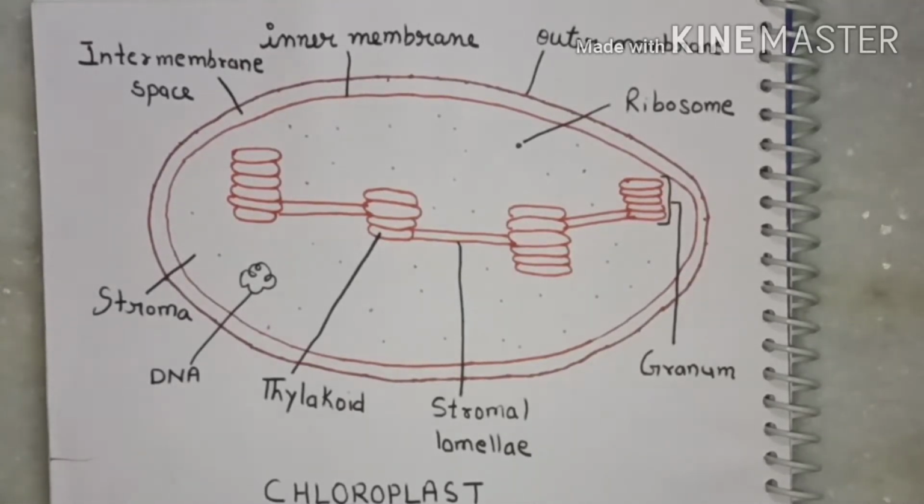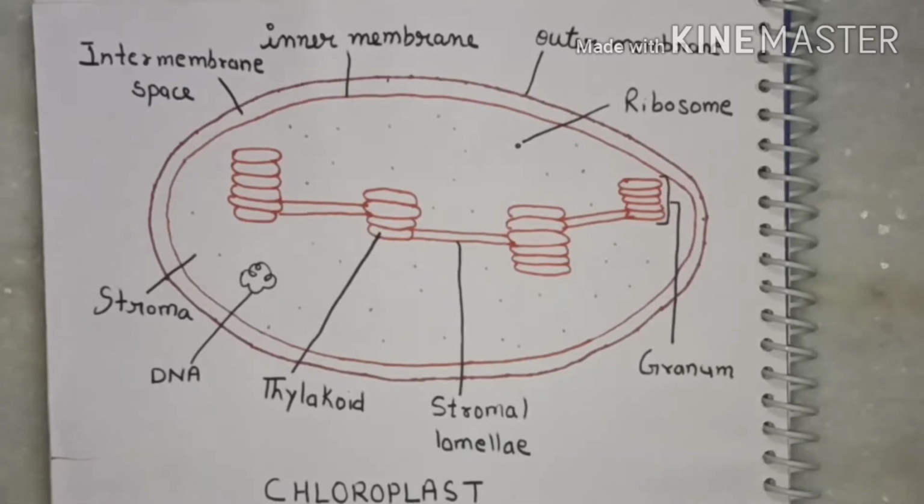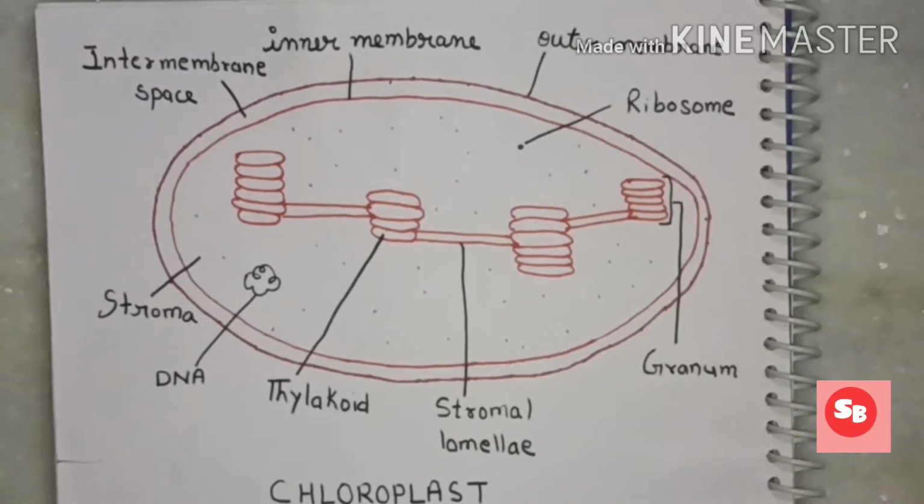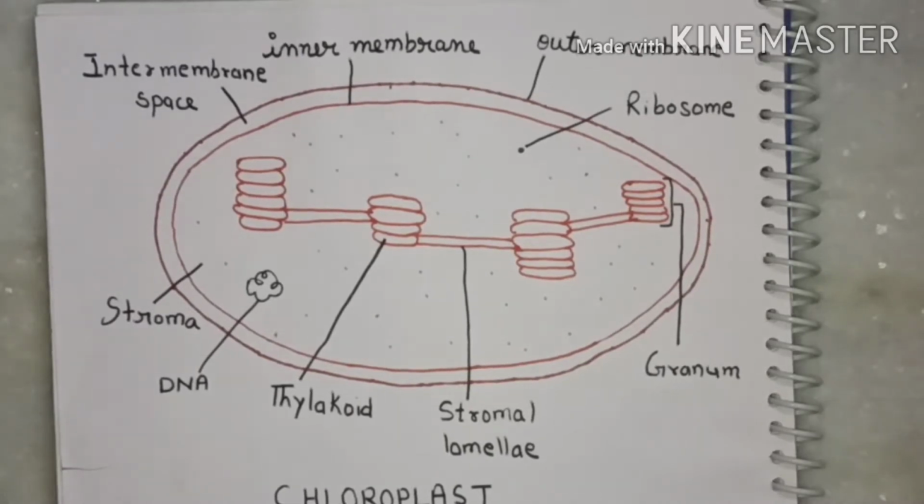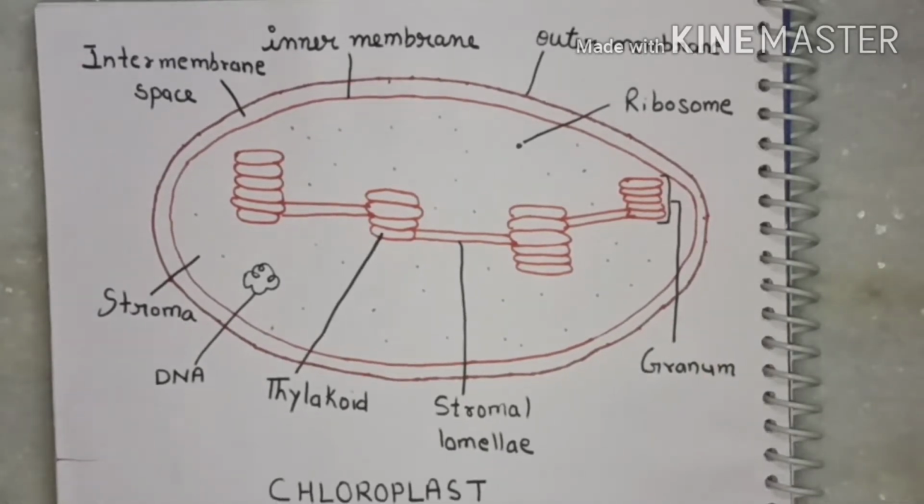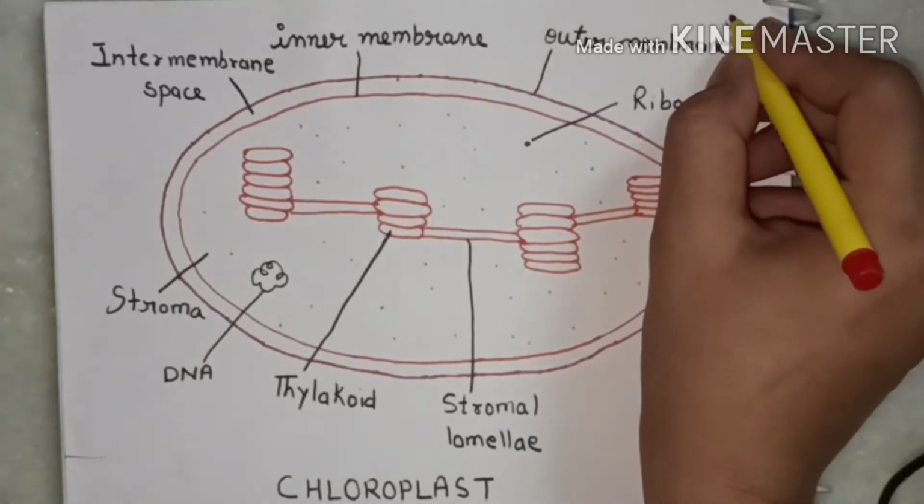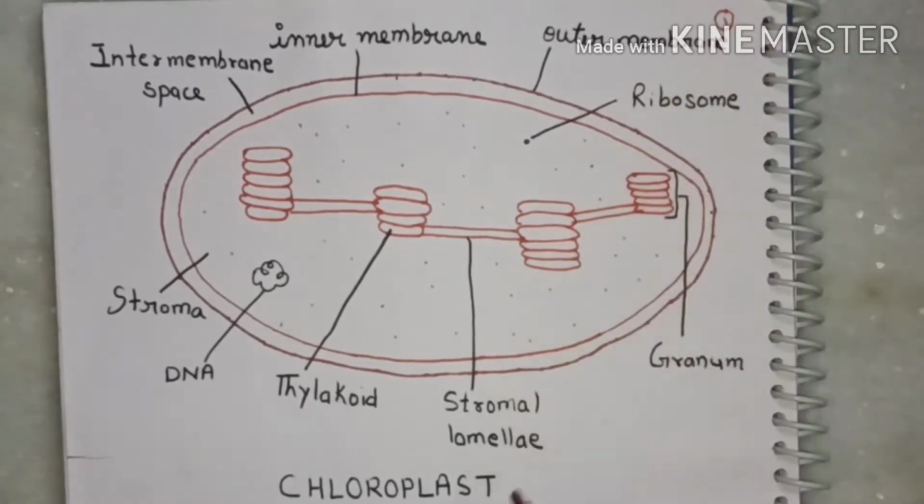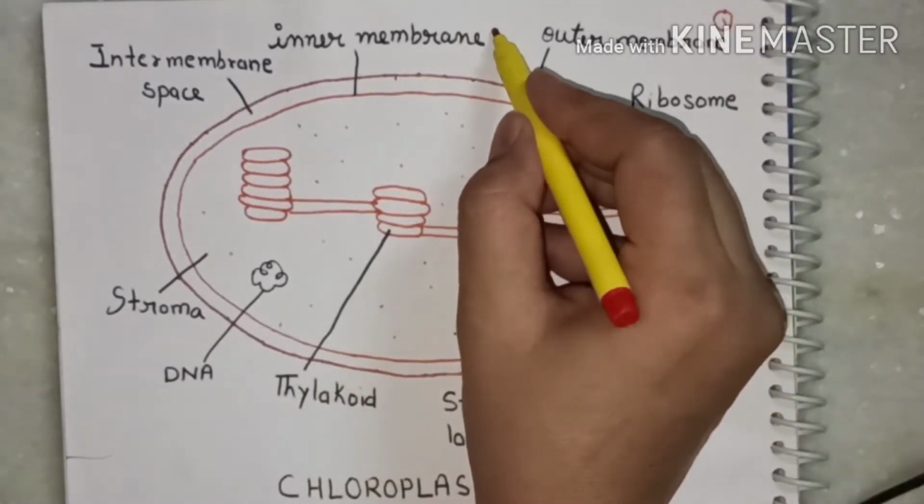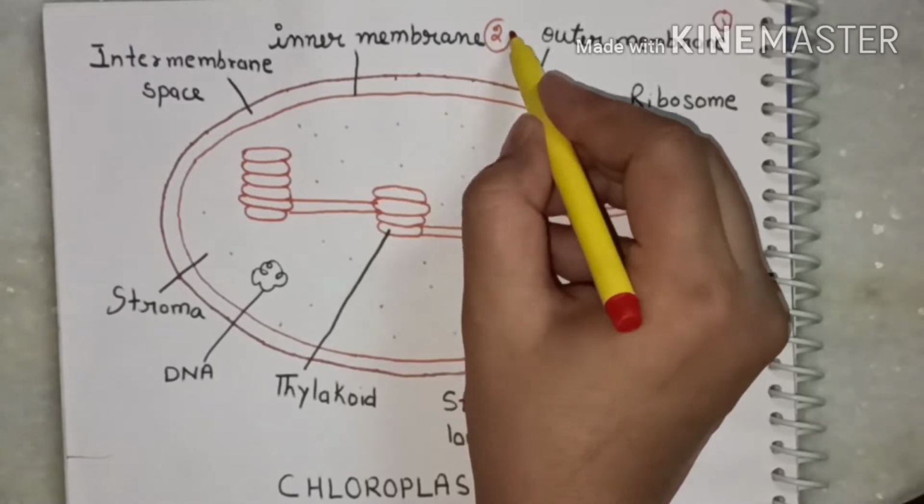Welcome to Sadhu Biology. Our today's topic is chloroplast. As you can see in the diagram, the chloroplast is a double membrane bounded cell organelle, and this is the outer membrane of the chloroplast, and this is the inner membrane of the chloroplast.